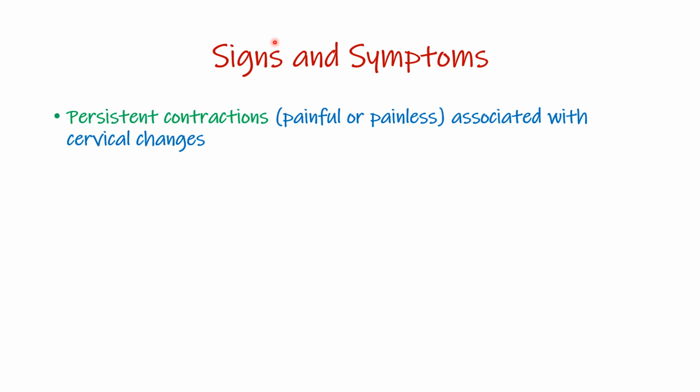You need to have regular contractions and you need to have cervical changes. And cervical changes could be cervical effacement or dilatation. So persistent contractions, which could be painful or painless, and associated with cervical changes. That is the main thing. If you forget everything, do not forget the definition of preterm labor. It's just this and the duration.